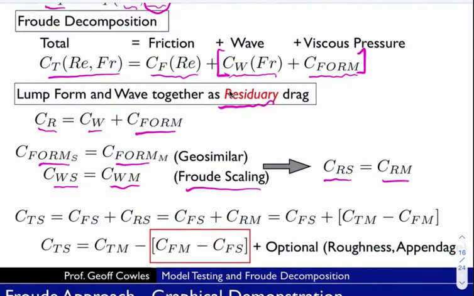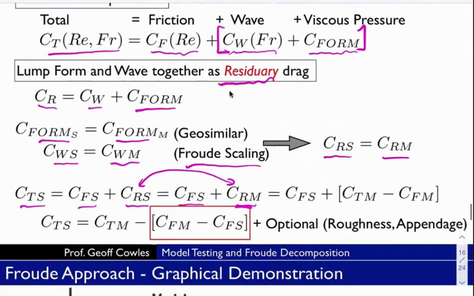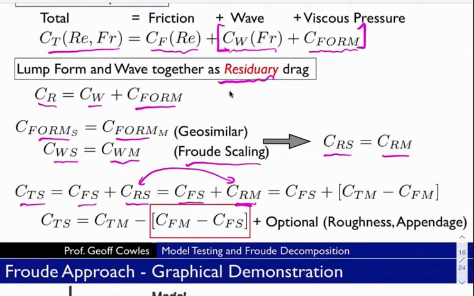Now I just do some algebra. The total drag on the ship is equal to the frictional drag on the ship plus the residuary drag on the ship. And again, that residuary drag includes both the form drag and the wave drag. This is equal to the frictional drag on the ship plus the residuary drag on the model, because these two things are equal. The residuary drags match. And so this is equal to the frictional drag on the ship plus the difference between the total drag on the model and the frictional drag on the model, which is the residuary drag on the model. So I can write it in this manner.